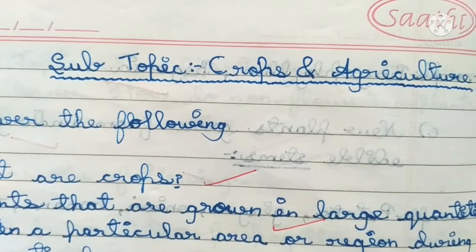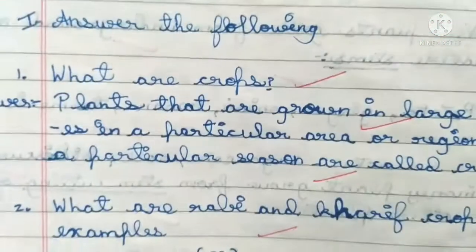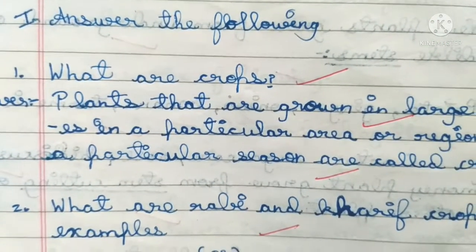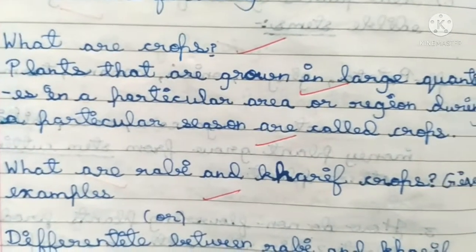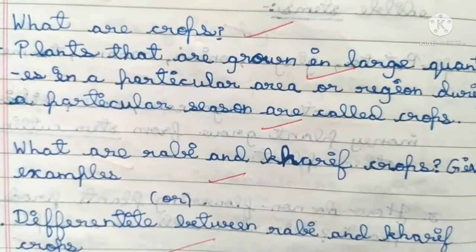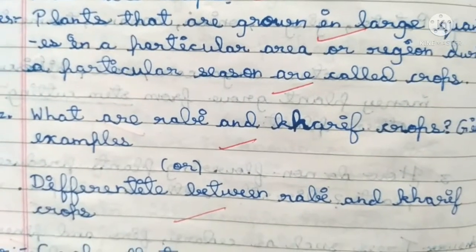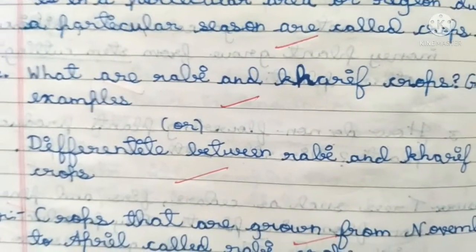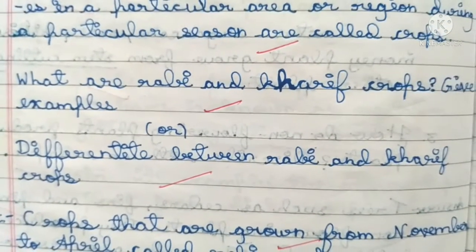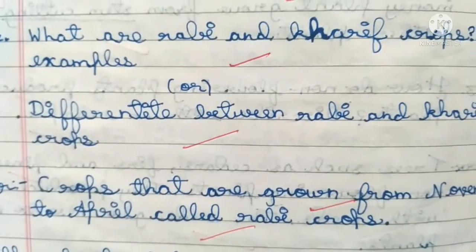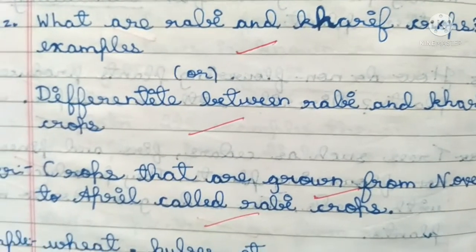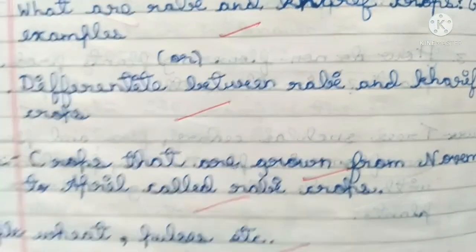Topic. Crops and agriculture. Answer the following. What are crops? Plants that are grown in large quantities in a particular area or region during a particular season are called crops. What are rabi and kharif crops? Give examples, or differentiate between rabi and kharif crops.